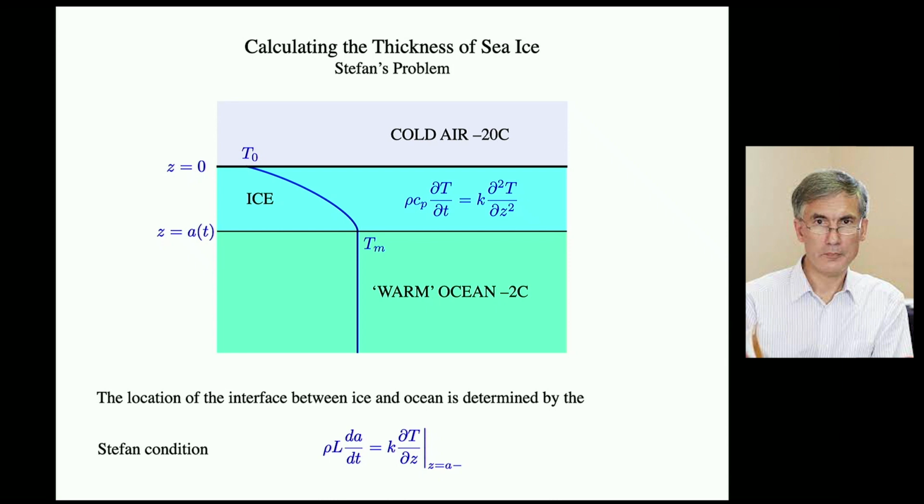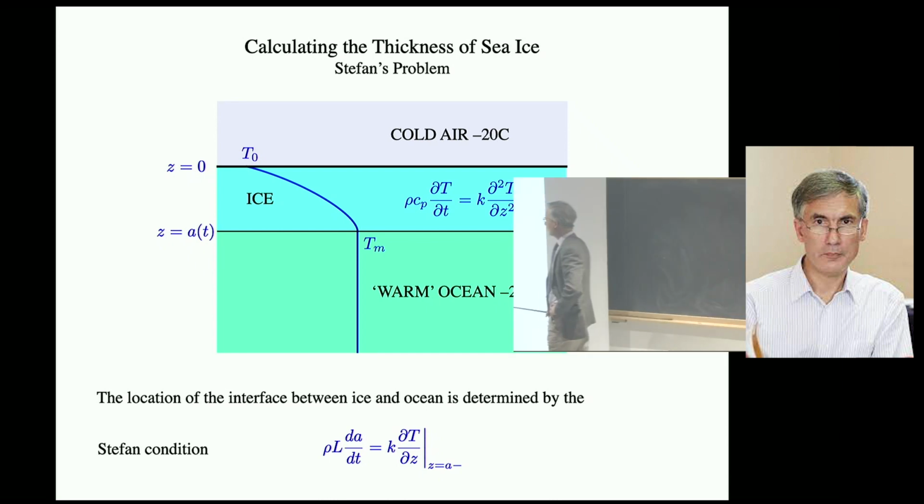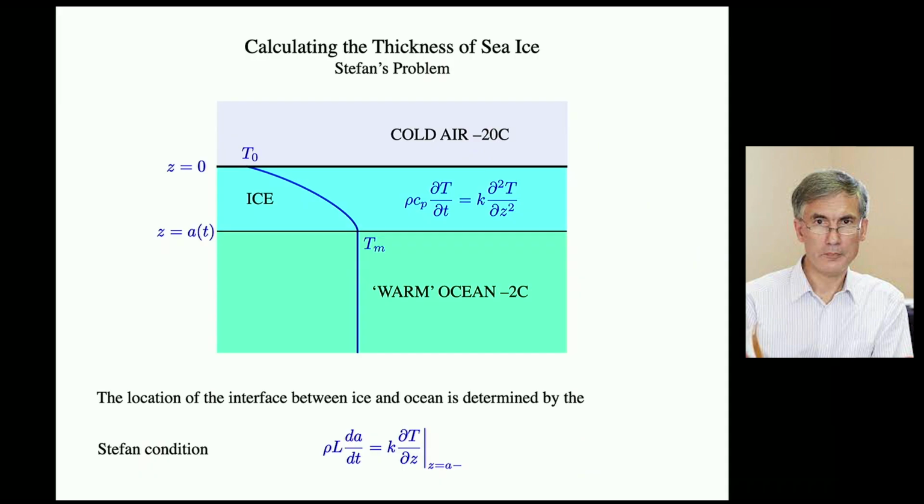But here, one of the boundaries is an unknown. I need to discover where that is. And so I need an additional condition. And that additional condition comes from this very important Stefan condition: rho L times the rate of change of phase, in this case dA/dt, is equal to the mismatch in the conductive heat transfer. And this is one-sided because there's nothing happening on the liquid side. So it's just the thermal conductivity times the temperature gradient in the ice.